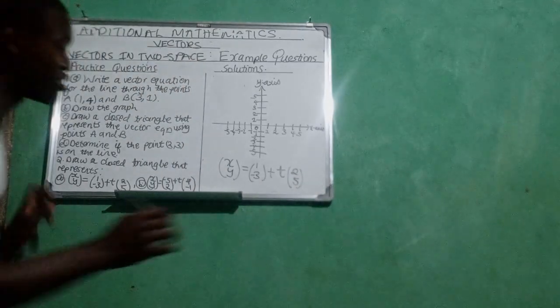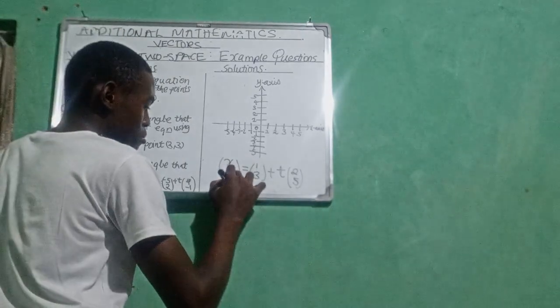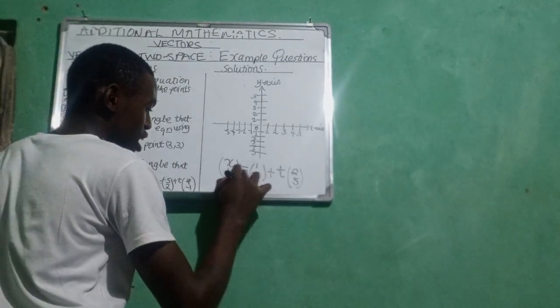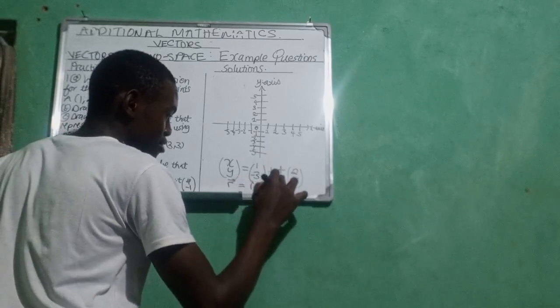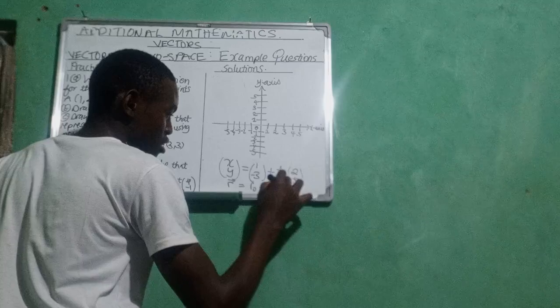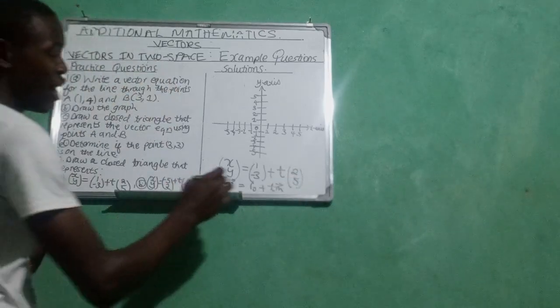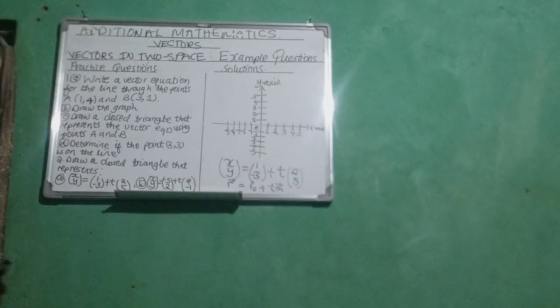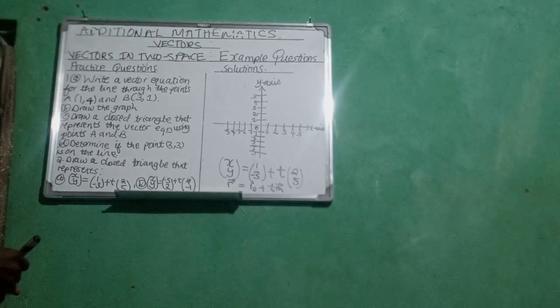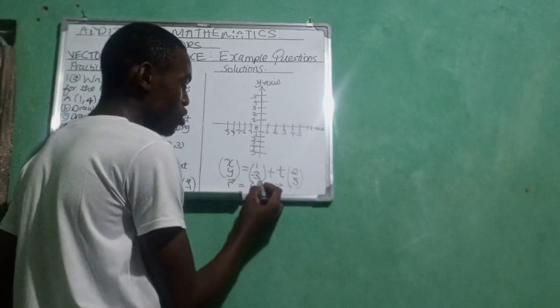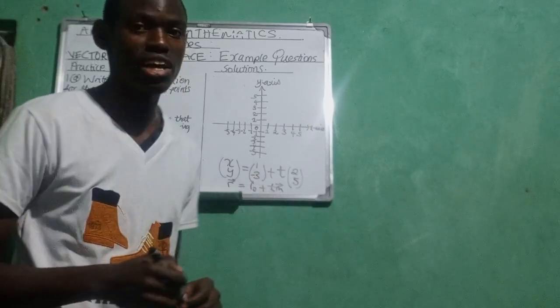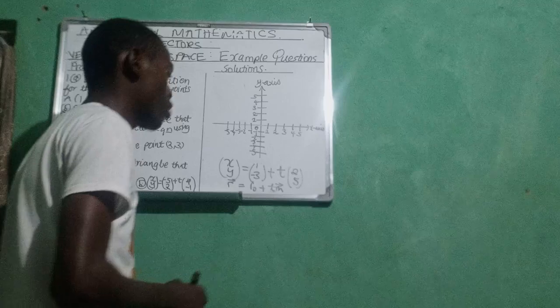Take full note that this (x, y) simply means our resultant vector r is equal to r naught plus t, then the direction vector. So r is equal to r naught plus t multiplied by the direction vector. And then they want us to draw a closed triangle. This we know is a coordinate, because a position vector is a coordinate on the x-y plane.